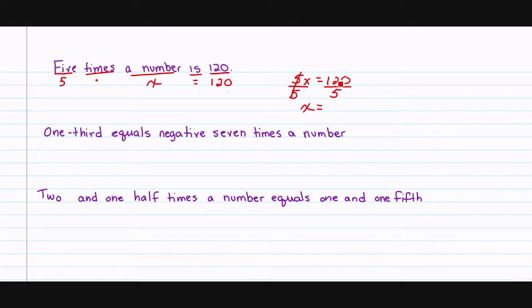5 goes into 12 twice, with 2 left over. And 5 goes into 20, not 5 times. I'm sorry, 4 times. And therefore x equals 24, or 5 times 24 is x.